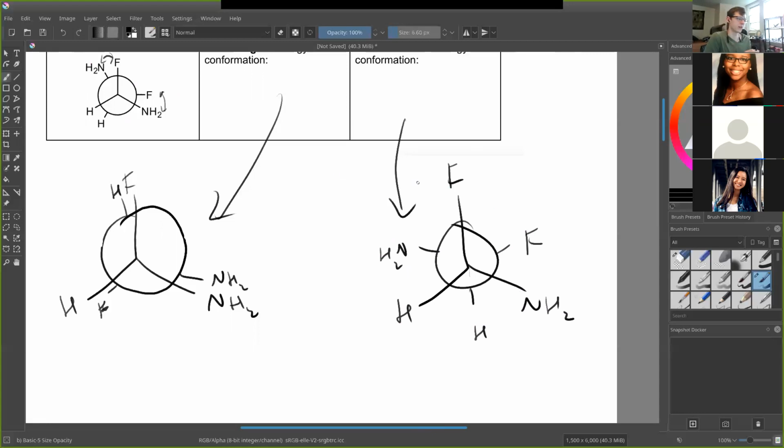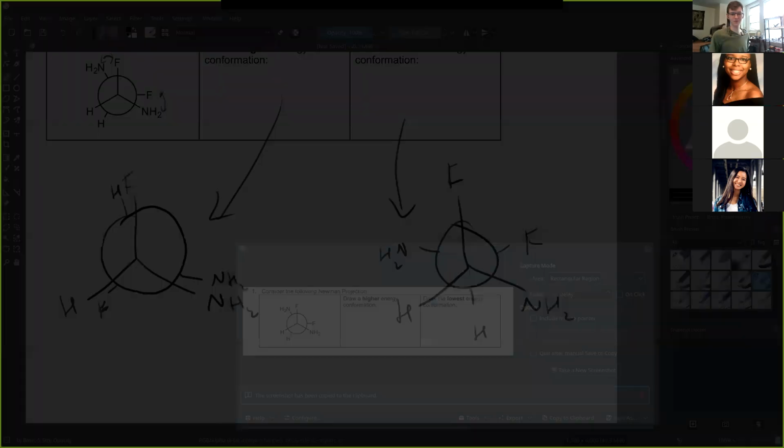Right. Yeah, we have these gauche interactions, which are kind of ugly. But if we were to move what's in the back here at all, we would get gauche interaction between the NH2s, and those would really bump into each other. Again, that's sort of the theme here. So yeah, this is what we got. Cool. All right, that kind of covers that problem.